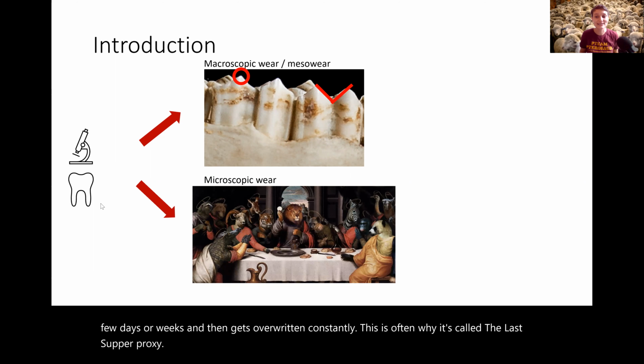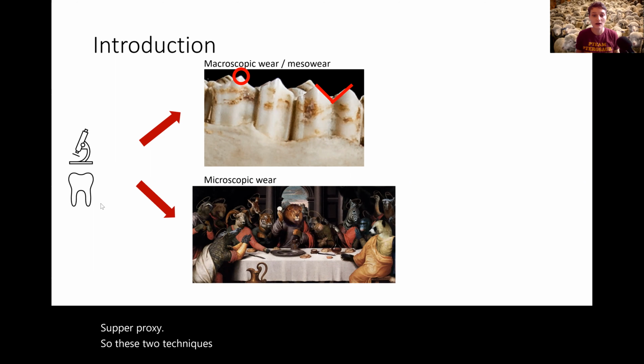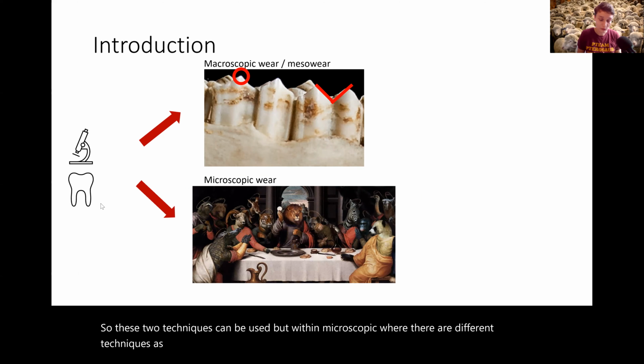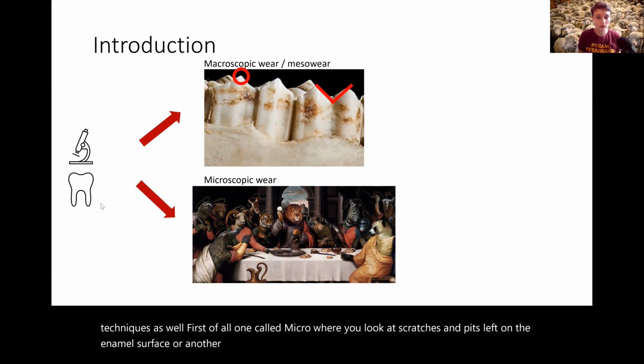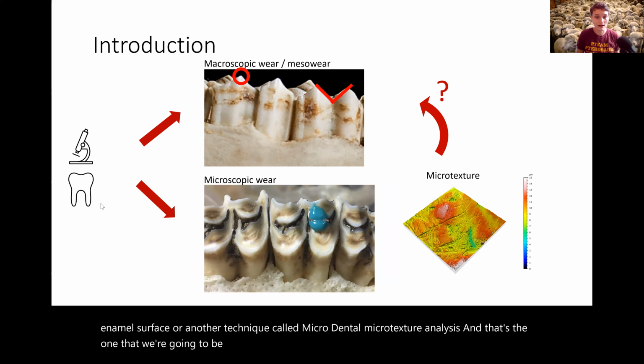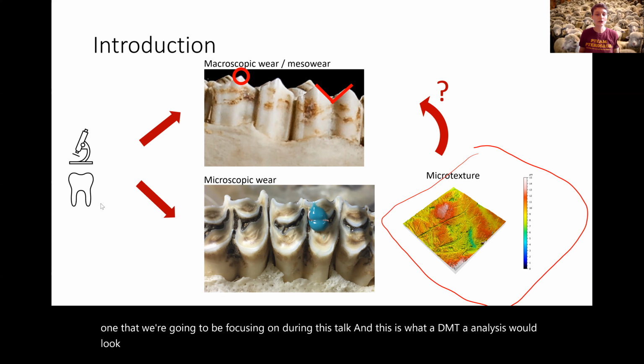So these two techniques can be used, but within microscopic wear, there are different techniques as well. First of all, one called microwear, where you look at scratches and pits left on the enamel surface, or another technique called dental microtexture analysis, and that's the one that we're going to be focusing on during this talk. And this is what a DMTA analysis would look like here. So here's my question to you.